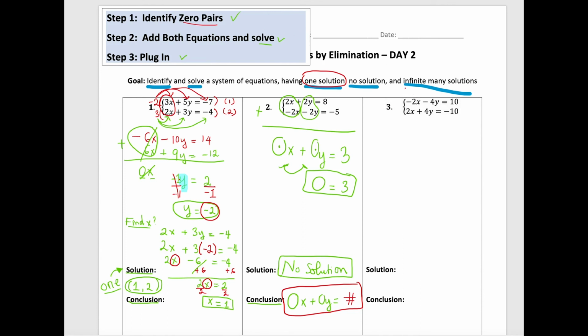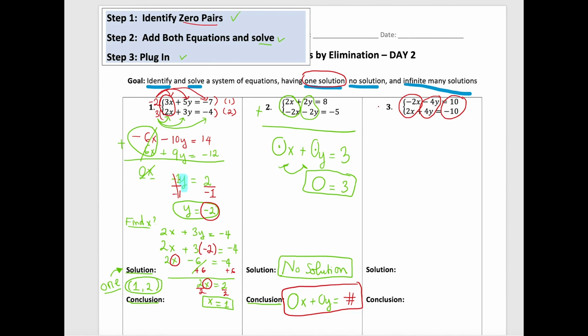So now, I'm going to identify zero pairs. Oh, I already see some zero pairs. Negative 2x and 2x. I'm going to circle it, telling me, oh, I got a zero pair. And then I have negative 4y and positive 4y. Okay, so that's another zero pair. Oh, look, something nice over here. 10 and negative 10. That's another zero pair. Wow, what's wrong with this question? That is so many zeros. Who cares? As long as we have that, we're good to go.